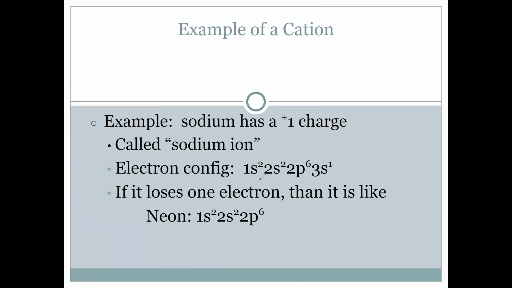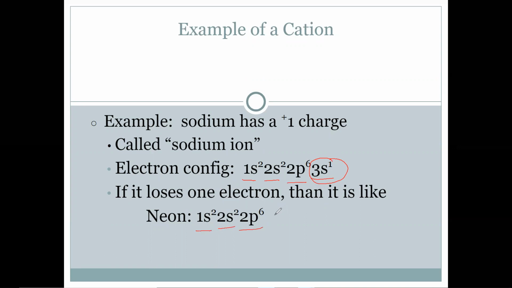Sodium, if you were to write out its electron configuration, has 1s2, 2s2, 2p6, 3s1. If sodium were to lose that one extra electron in its 3s energy level, it's going to look like neon. It's going to have 1s2, 2s2, 2p6, and have 8 electrons in its outer shell. Like I said before, it's easier for sodium to lose 1 than to gain 7 more.